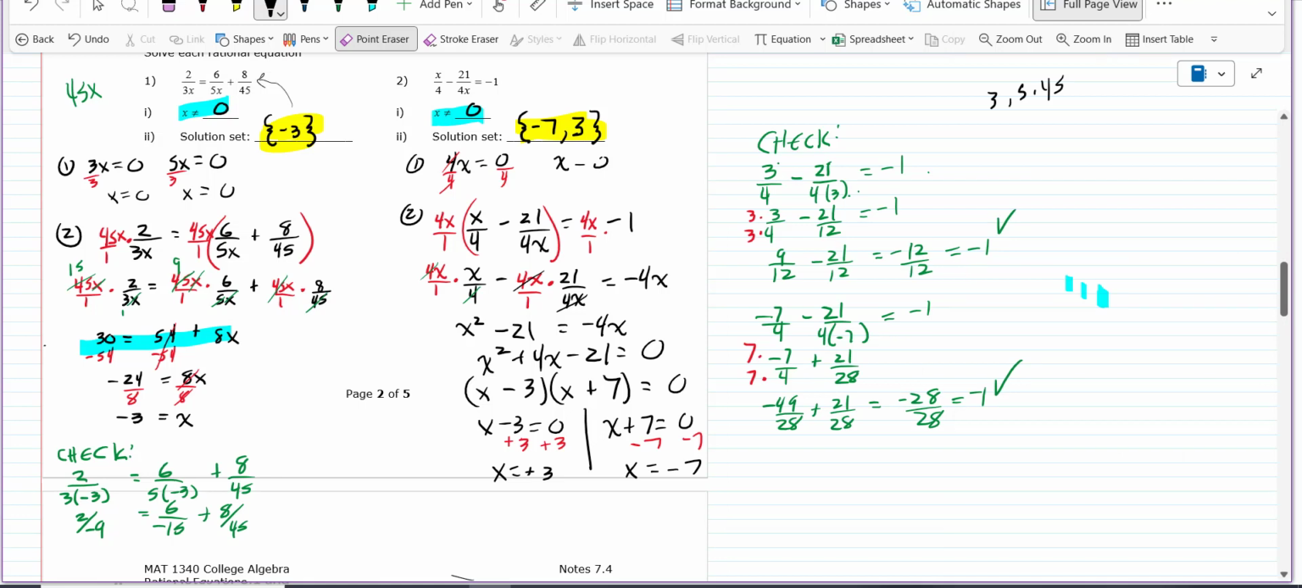Okay, number 2, x can't be 0, and the solutions are -7 and 3. So what I multiplied by was 4x. 4x will get rid of both the 4x and the 4. So after you multiply by that common denominator, you should have got this quadratic equation. x squared subtract 21 equals -4x. And you move the 4x to the other side, you're going to get one side equals 0. Solve by factoring. So you have to factor the trinomial. That's how you'll get the 2 answers. And both of these answers check.